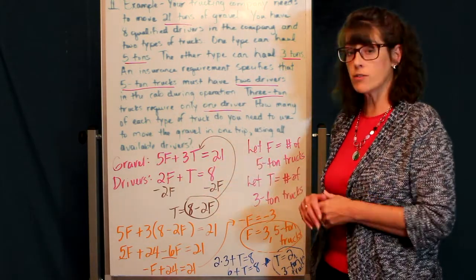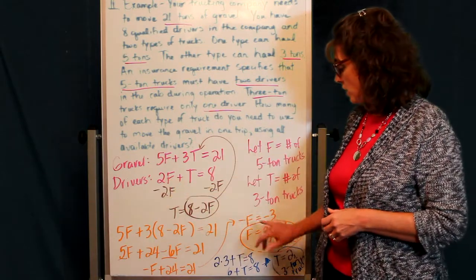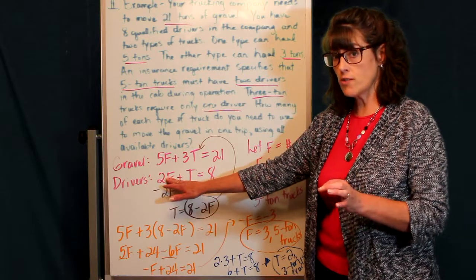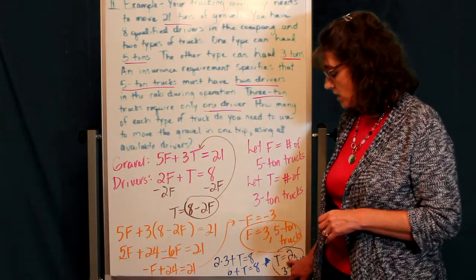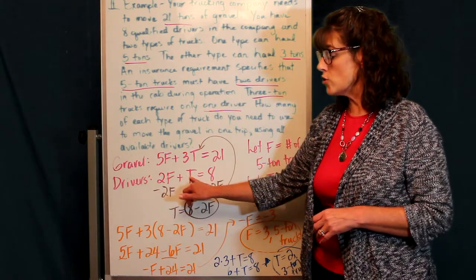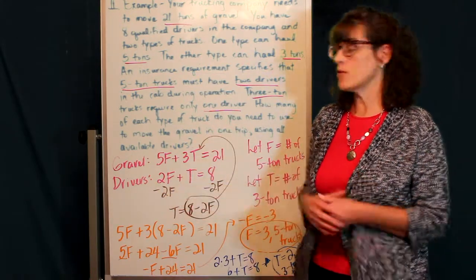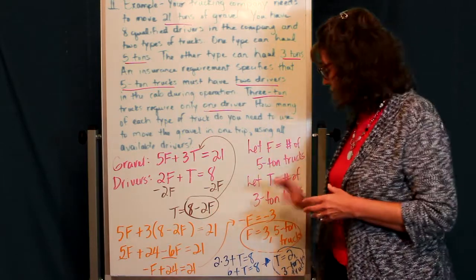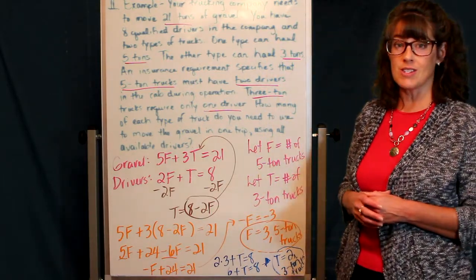Now let's check the drivers. 2 drivers for each of the 5-ton trucks, so 2 times 3 is 6. 6 drivers there. Each of the 3-ton trucks only needs 1 driver, so that's 2 drivers here. 6 drivers and 2 drivers, yes, gives me 8 drivers. I've met the criteria of the drivers. So I've met both criteria. I know that this is the correct solution to the system.